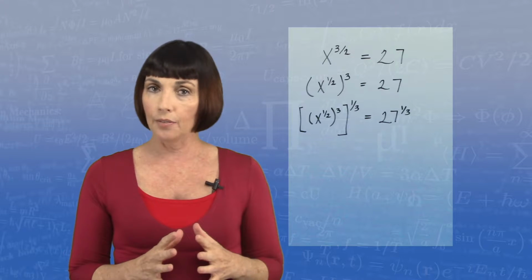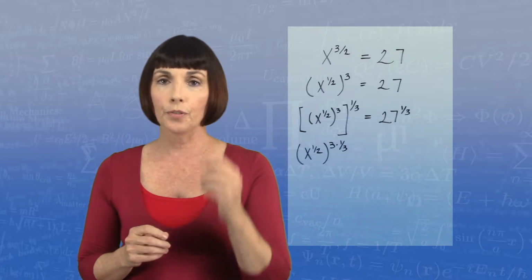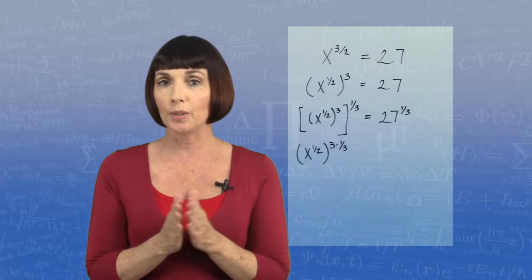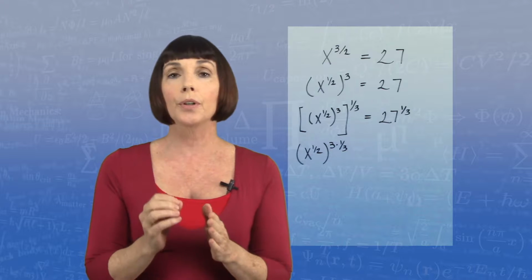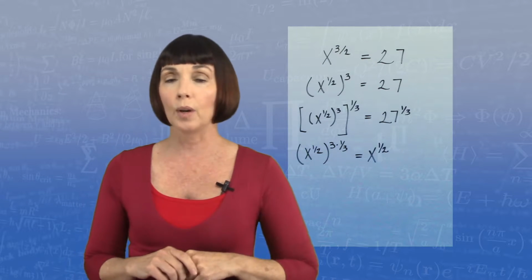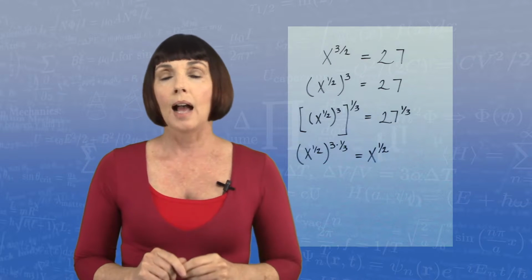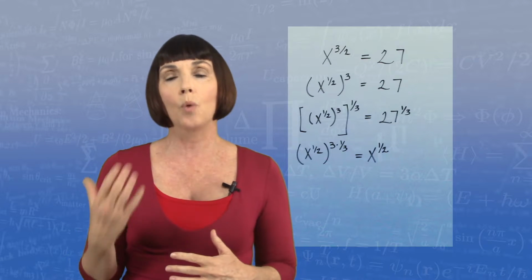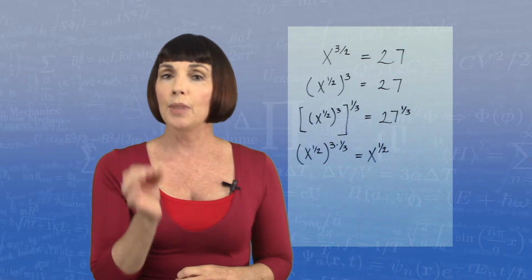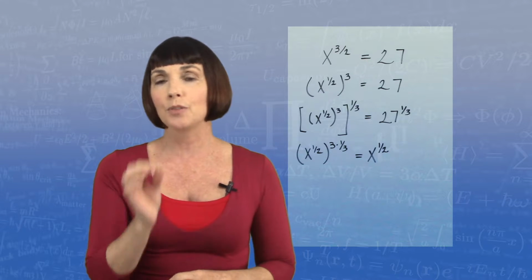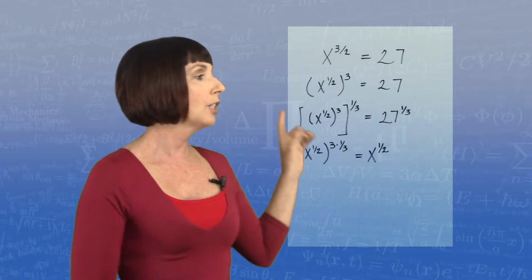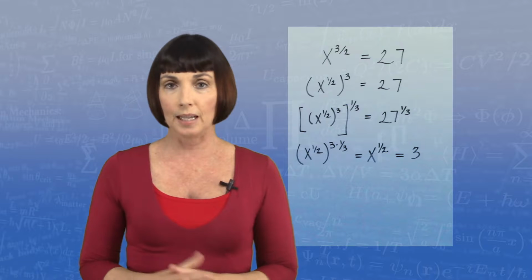Okay, on the left, I have a power of 3 raised to a power of 1/3, so I multiply those exponents together. 3 times 1/3 just gives me 1. So that leaves me with x to the power of 1/2. And on the right, I have 27 raised to the power of 1/3. That's the cube root of 27. The number that multiplied by itself 3 times gives you 27 is 3. So I'm left with x to the power of 1/2 equals 3.